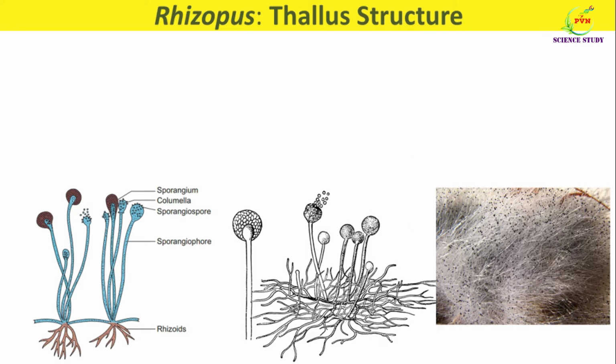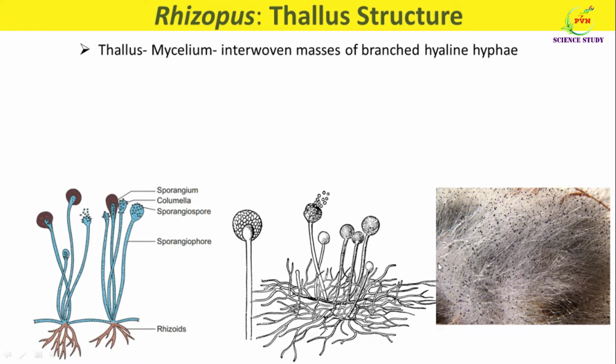Now we will study the thallus structure of Rhizopus. So here you can see the figure showing the different parts of Rhizopus thallus, and this is the actual photograph of the Rhizopus. The thallus of Rhizopus is known as mycelium. Mycelium consists of interwoven masses of well-developed profusely branched hyaline hyphae. So here in this figure you can see the mycelium. Mycelium is the network or the interwoven masses of the hyphae. So this is the hyphae and this is mycelium.